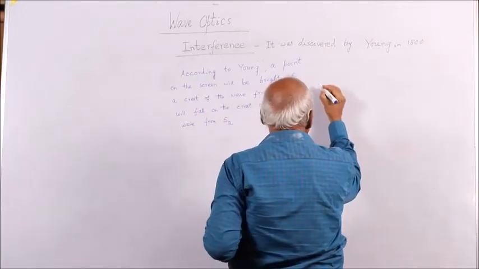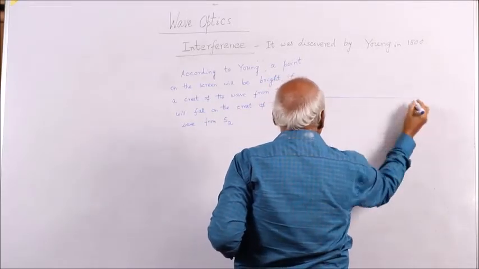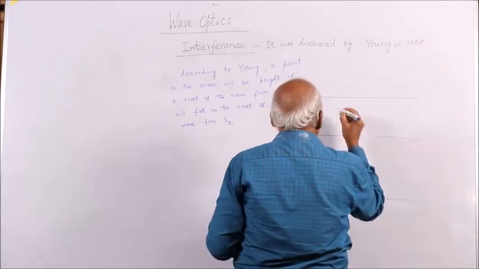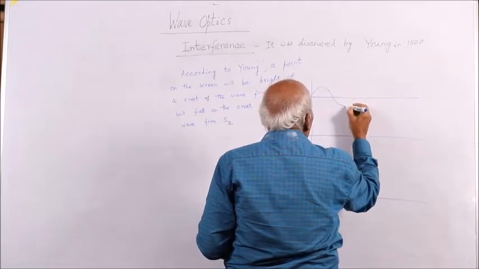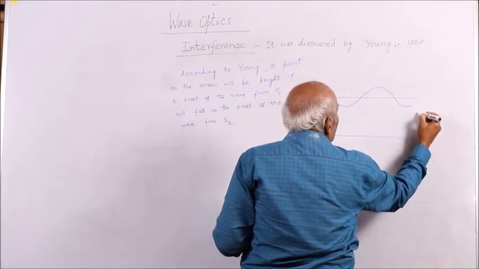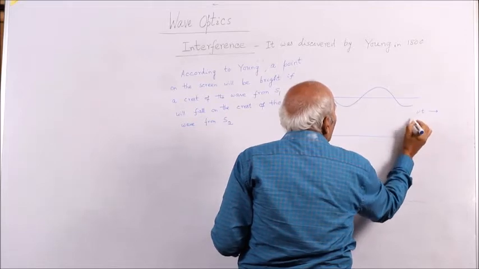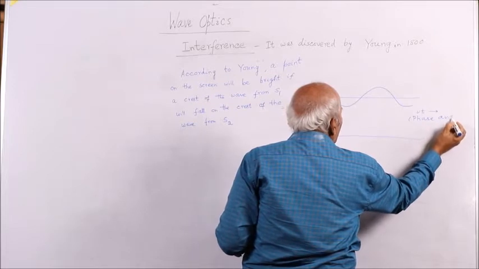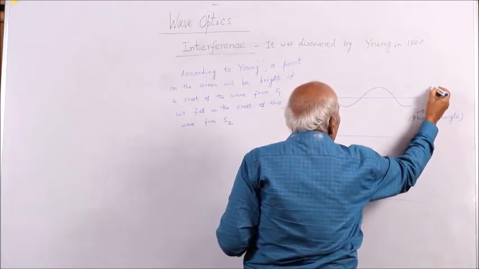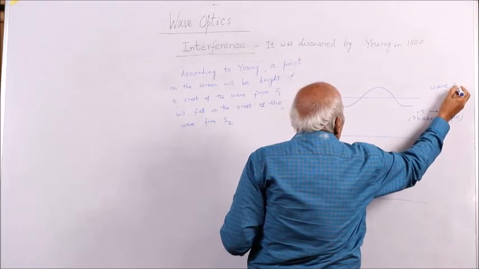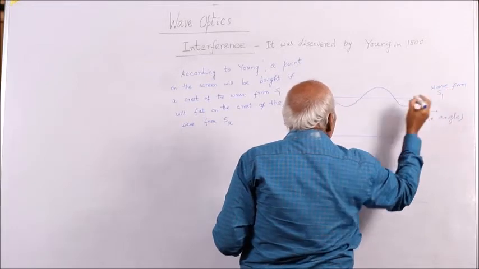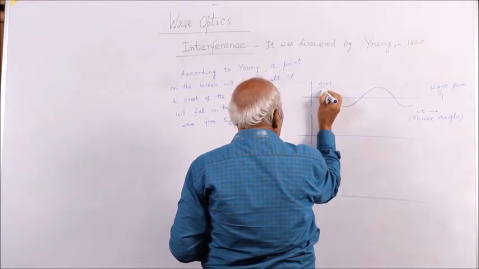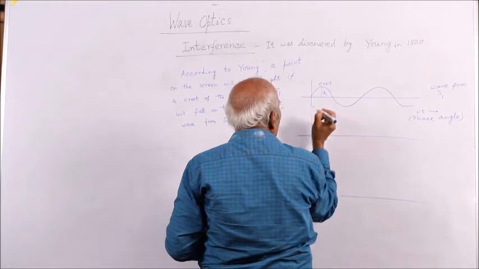So, from this figure you see that, suppose here you write omega t means phase angle. So, it is a wave from S1, and this is your crest. The amplitude is maximum at crest.